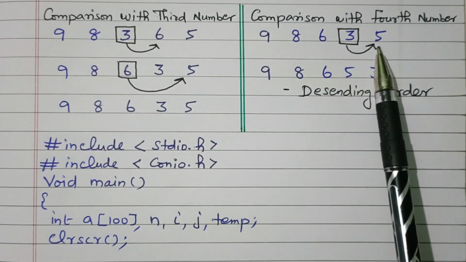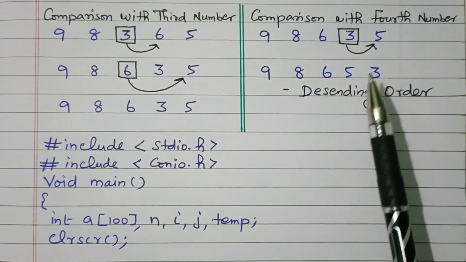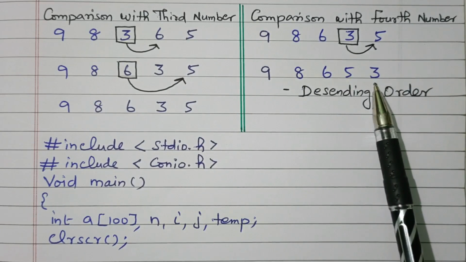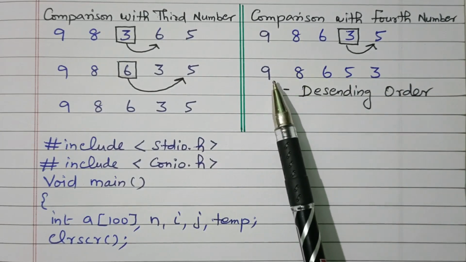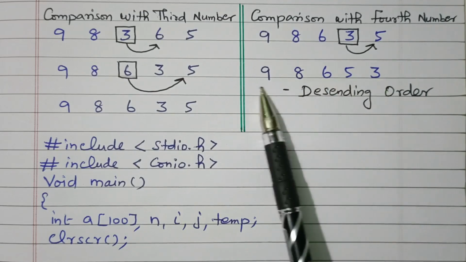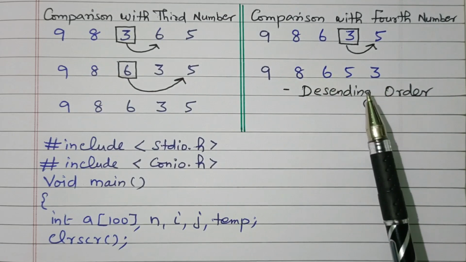The fifth number is greater than the fourth number, so we need to interchange. 5 is placed in the fourth position, and 3 is placed in the fifth position. So after that what we have? 9, 8, 6, 5, 3. See, this is arranged in descending order, maximum number to minimum number.